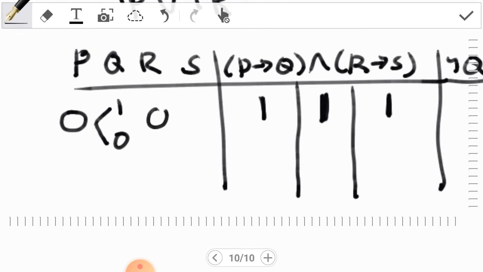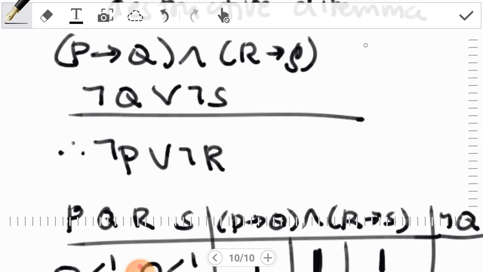We can use R is false. S can be true or false. So if P is false, this is true. If R is false, R implies S is true. Therefore, P implies Q and R implies S is true. Therefore, we have shown that it is possible that this is true.